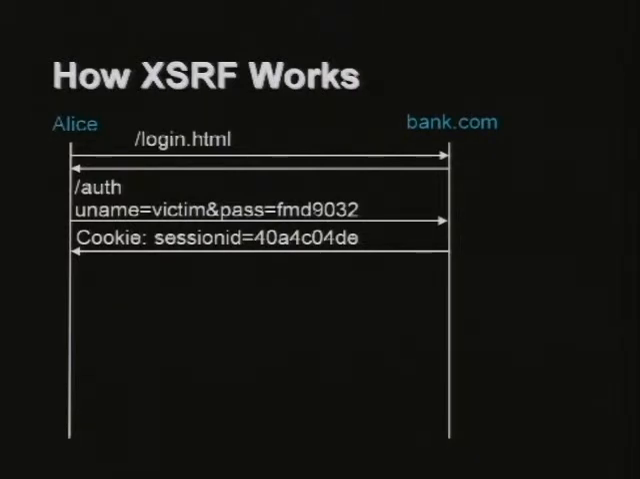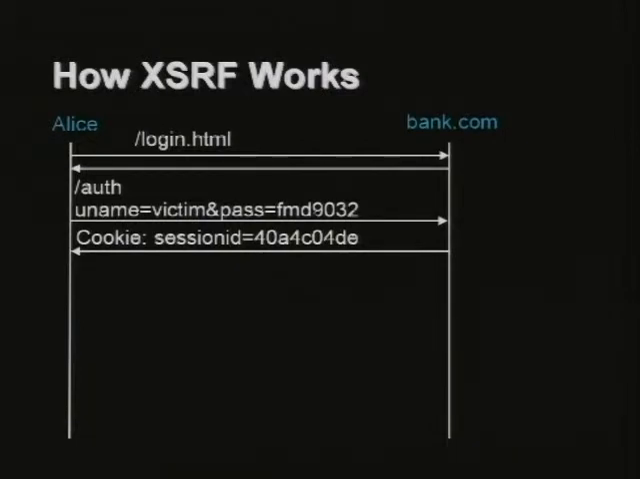So basically, Alice's browser places an HTTP request for the auth script to be invoked and passes it the parameters, the username and password. Bank.com authenticates the user, determines it's a valid user, and sends Alice's browser a cookie with a session ID. The session ID is 40A4, etc.